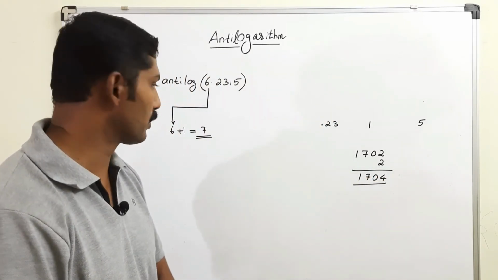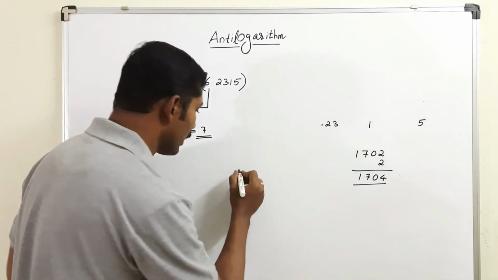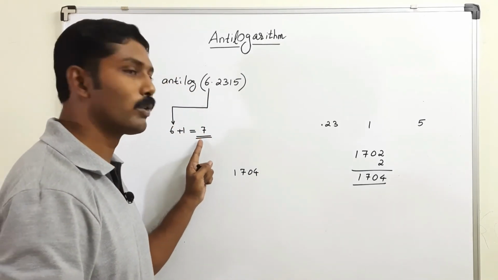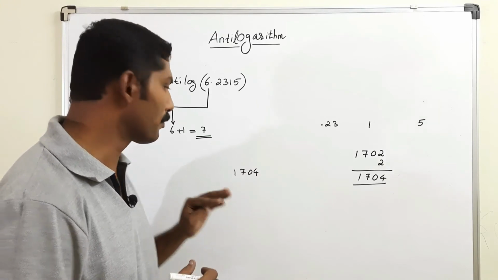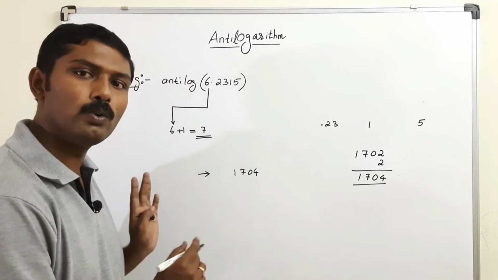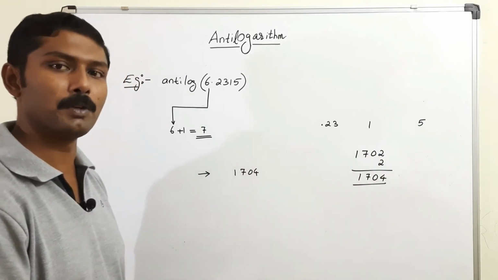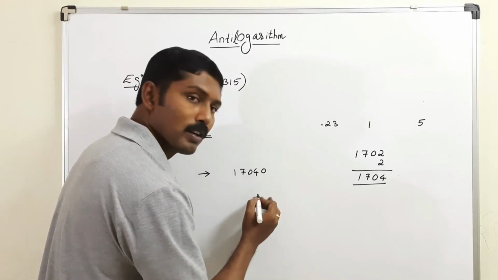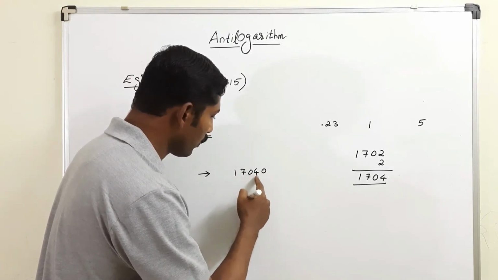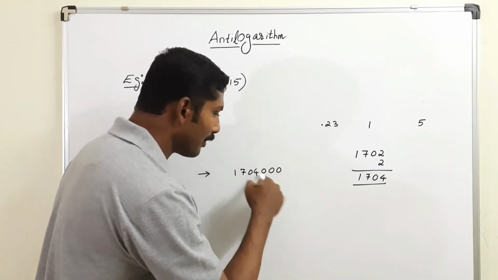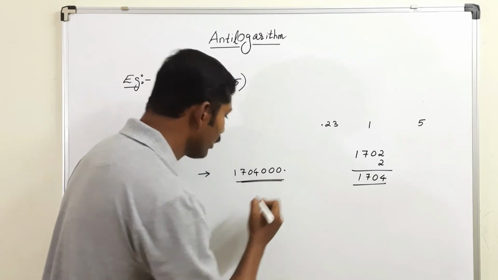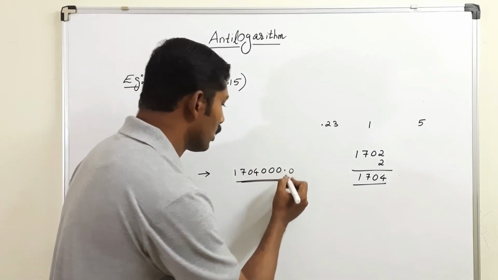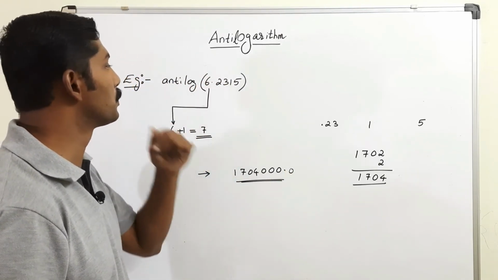So that is the beautiful part. What we are going to do is write this number right here, 1, 7, 0 and 4, and then let's look at the characteristic. The characteristic is 7. So from the left hand side, we have to count 7 digits to the right and then put the decimal point, 1, 2, 3 and 4. After that, we put zeros, 1, 2, 3, 4, 5, 6, 7, and then the decimal point. So this is the anti-logarithm of 6.2315. After the decimal point, even if you put 0, that's okay.